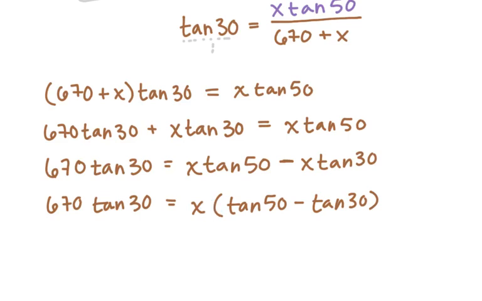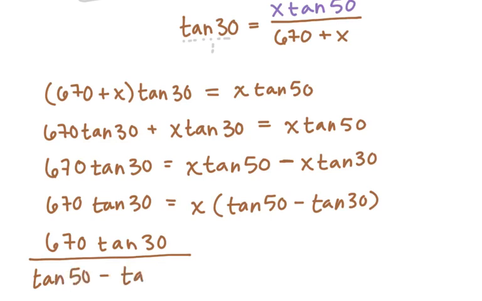Since that's a number times x, I'm going to divide, and I have 670 tangent 30 divided by the quantity tangent 50 minus tangent 30 equals x. So that's the value I need to determine. You need to be able to type this into your calculator in degree mode and get that x is approximately 629.5941.